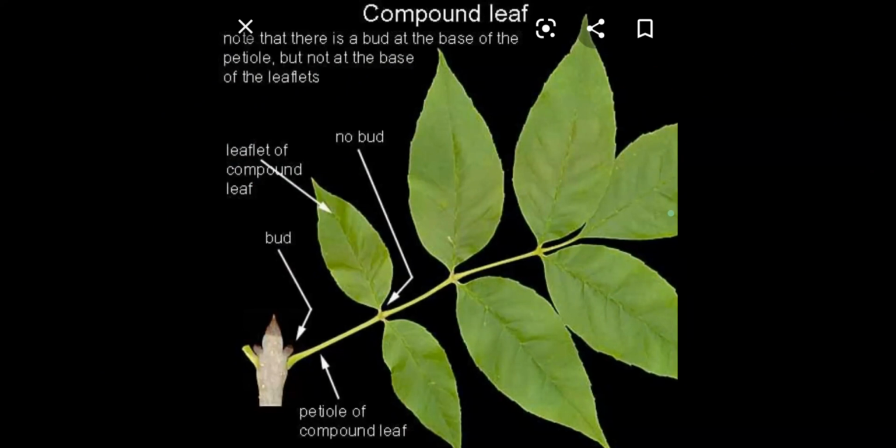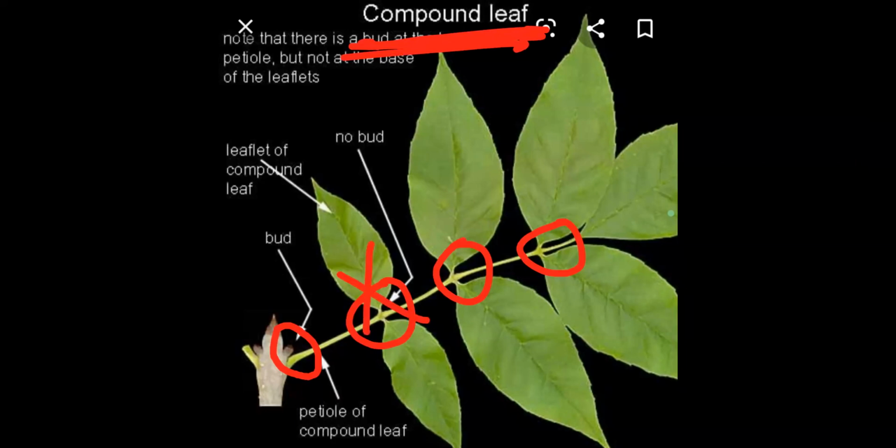See in this diagram. Okay, Shreya. This is the stem axis. On the stem axis, can you make out that a bud is present? See, these are the type of buds. This type of structure is not present at the base of these leaflets, right? So this type of leaf we call compound leaf. Here no axillary bud is present at the leaflets. Just a single axillary bud is present at the base of the leaf.